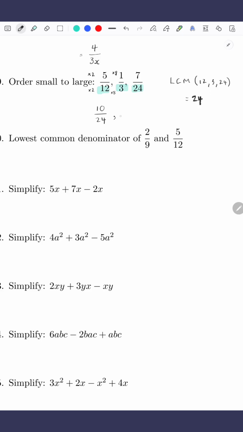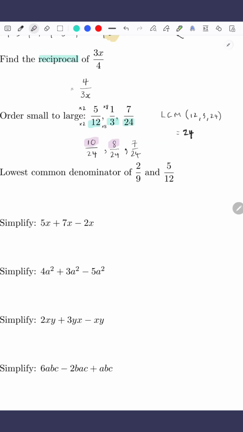8 times, we'll do the top first. 8 times 1, 8. 8 times 3, 24. And the last one, it stays the same. And looking at that, we can see how many of the 24ths we have. Down here, we've got 10 24ths, 8 24ths, and 7. So it's just a matter of writing them in order now.